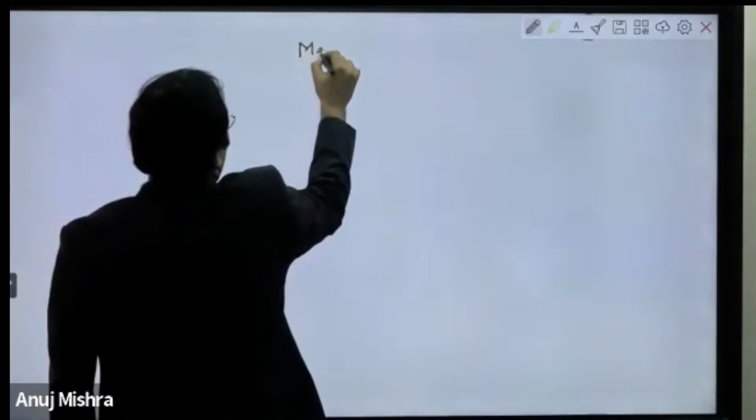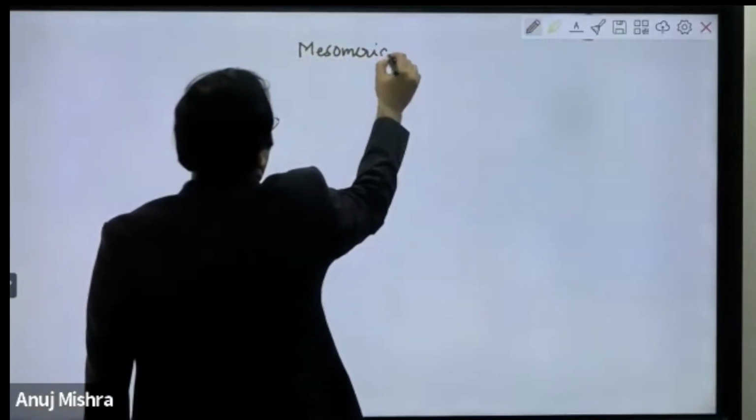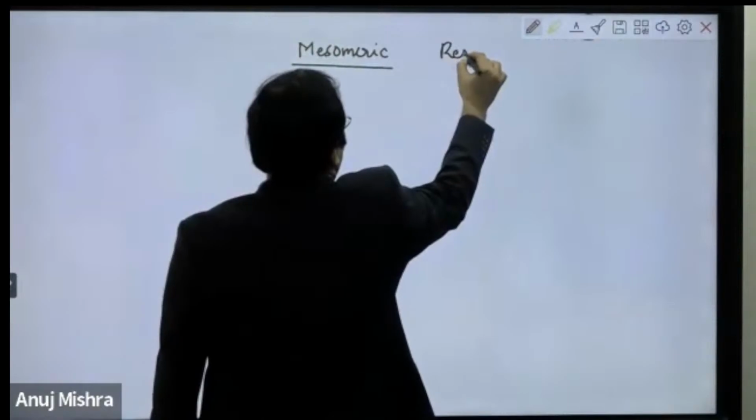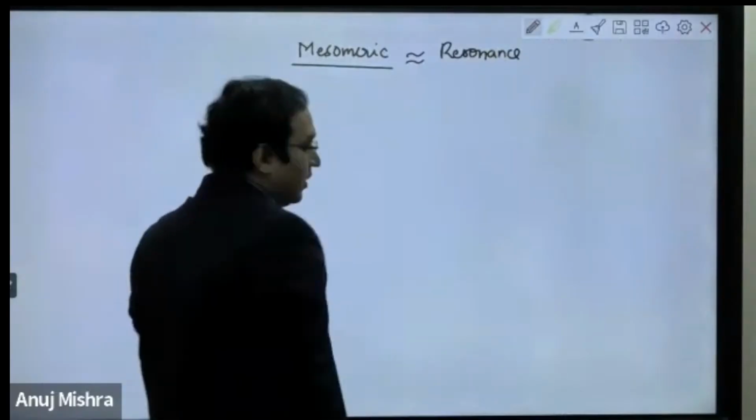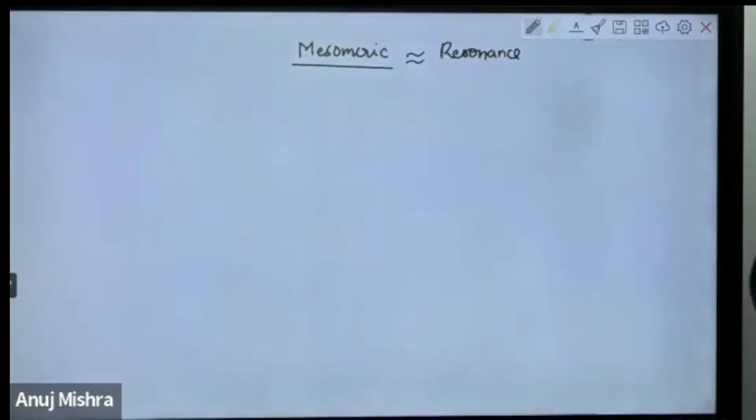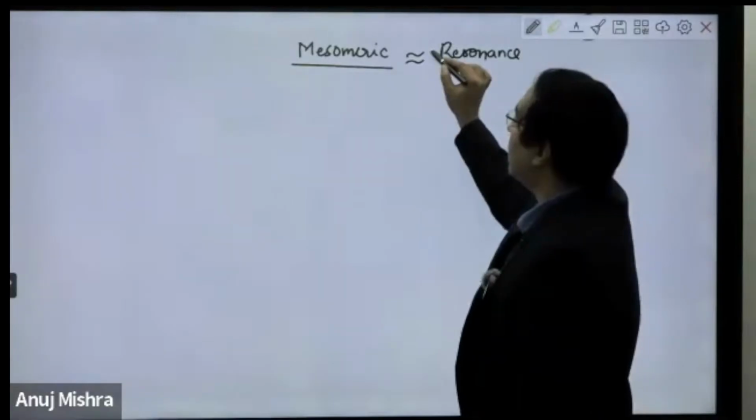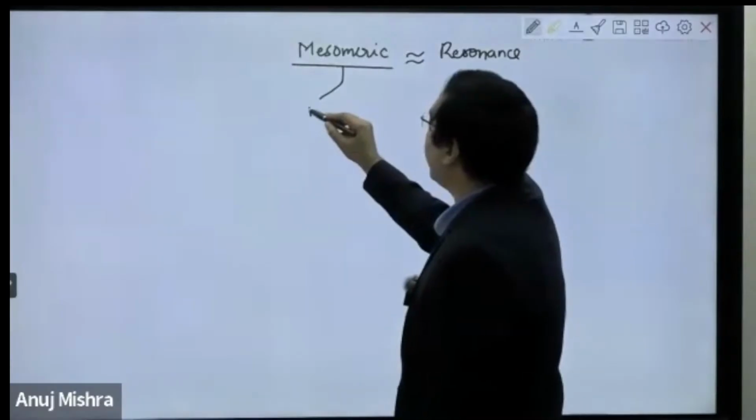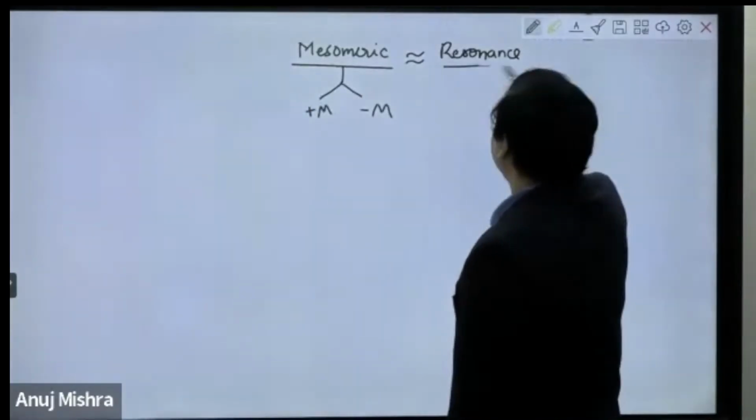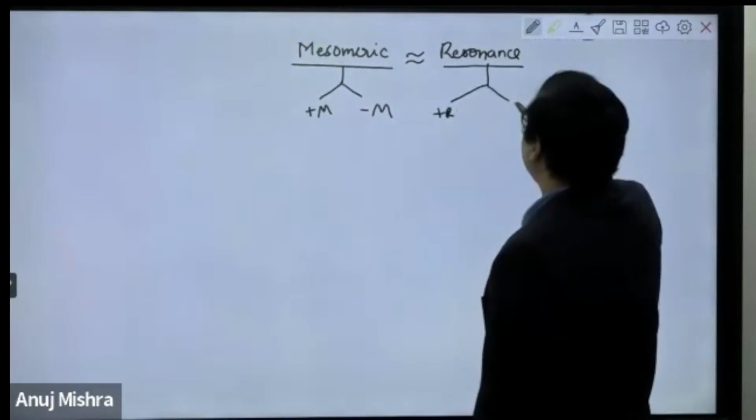So right now, under mesomeric and resonance effect, they are almost equal, but not exactly equal. That's the first point you should know. When I say mesomeric effect or resonance effect, they are not exactly the same. There is some small difference, but at a very early stage, we can say both are the same. Let's not go into detail of why they are slightly different. So I'm just using this symbol, not the exact equal symbol. They are almost the same. Now mesomeric can be of two types, plus M and minus M. Resonance can be of two types, plus R and minus R.